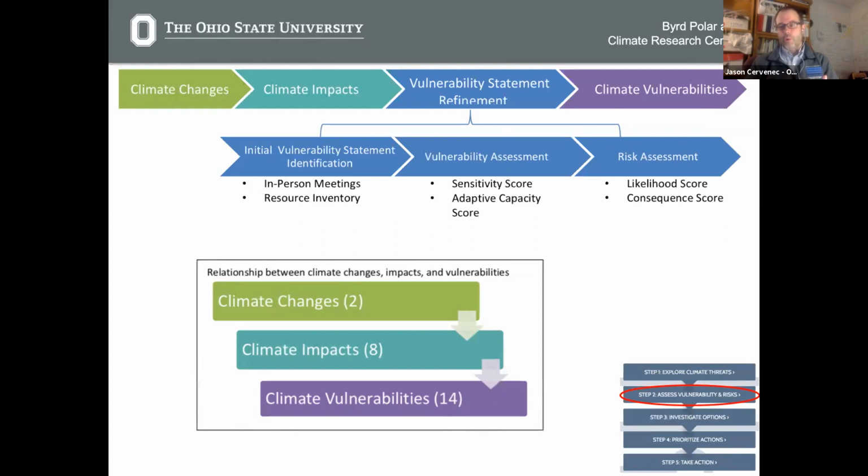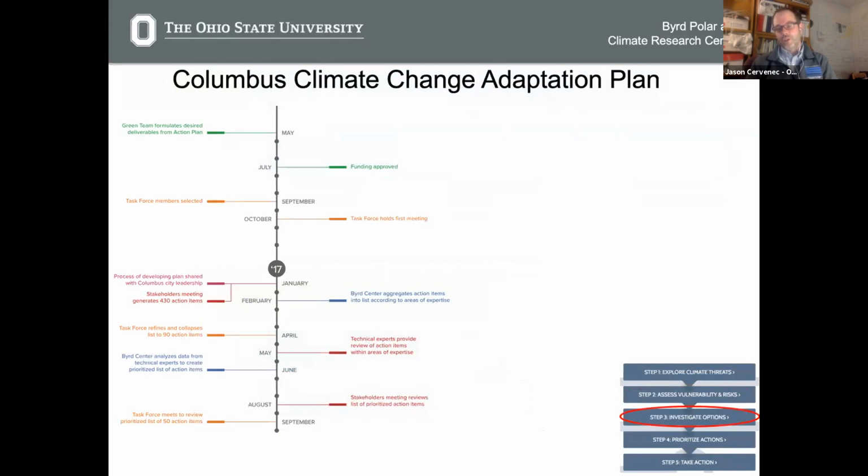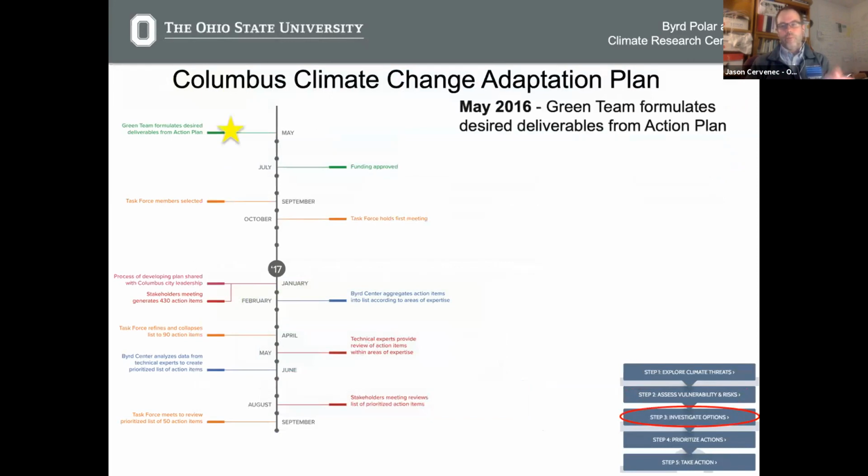We came out with the report, and then following that, I stepped into the role of doing an adaptation plan. This adaptation plan came out in November of this year, so it's available online, and I can share that link at the end. We did have a green team that helped us decide the focus of it. We only focused on adaptation, so our plan doesn't include climate mitigation. That's a separate initiative the city of Columbus is doing.